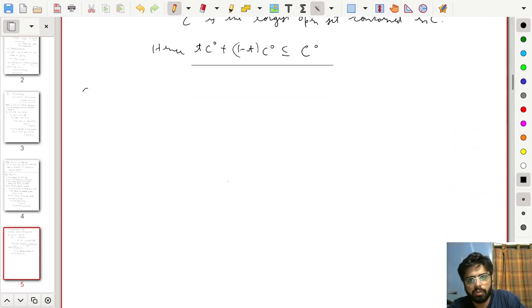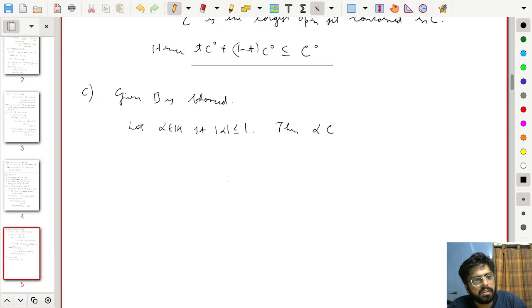So moving on to prove part C, we need to show that B closure is balanced, right? So given B is balanced, to show B closure is balanced, let alpha belong to K such that mod alpha is less than or equal to 1. Then alpha times B closure is equal to alpha B whole closure, right?